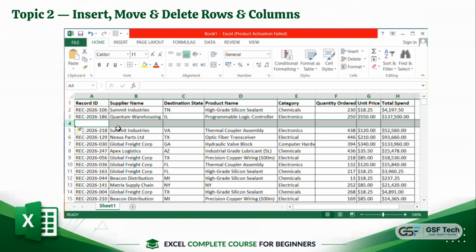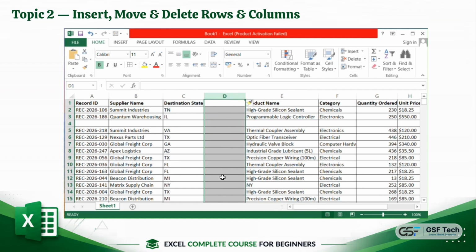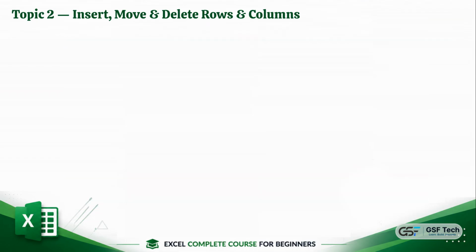The same method works for columns. I'll just right-click on this column. Now I'll choose Insert. A brand new column appears, and Excel automatically shifts the existing data on its own. For inserting any new row or column, just click on the row or column number and choose Insert. Excel will provide a blank row or column in between.